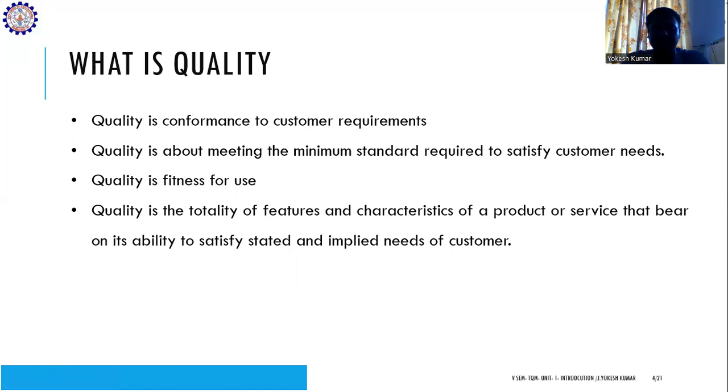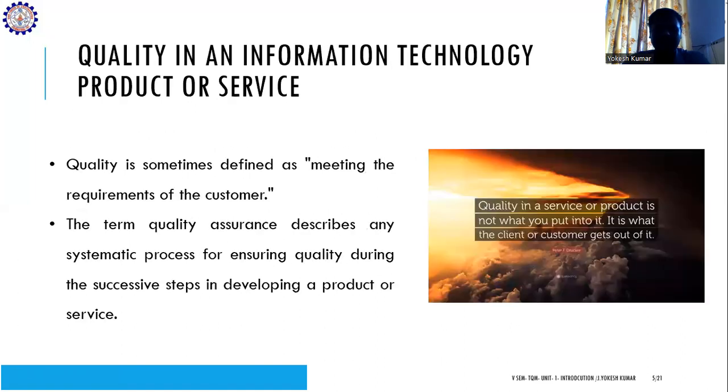Then third is fitness for use. Finally, products or services are used for various applications and many purposes, so the product has to be fit for use. And quality is the totality of features and characteristics of a product or service. The totality of the features and characteristics of the product must satisfy the customer needs. Then only can we confirm the quality.